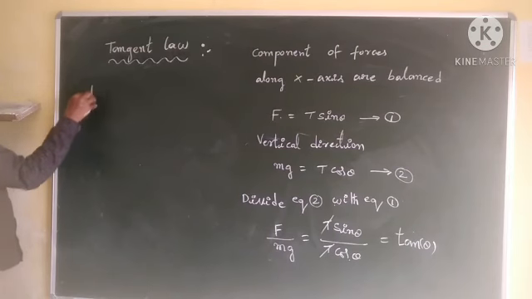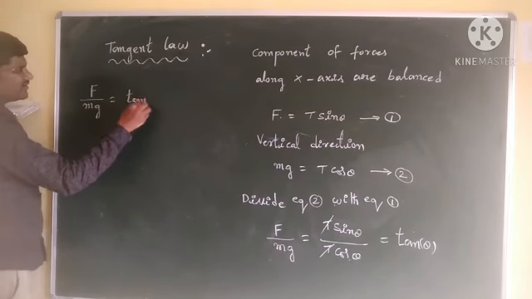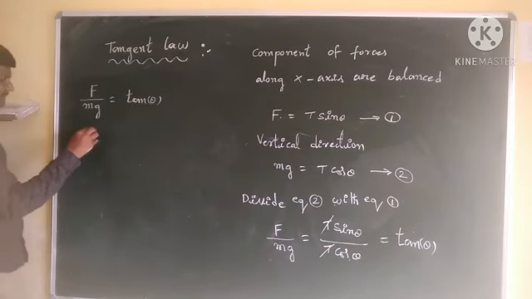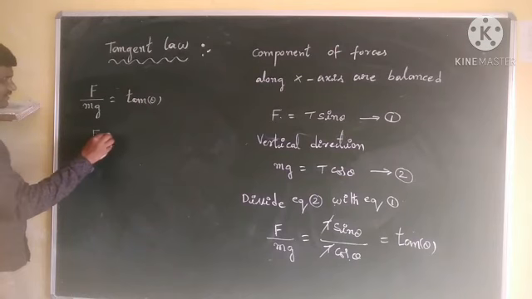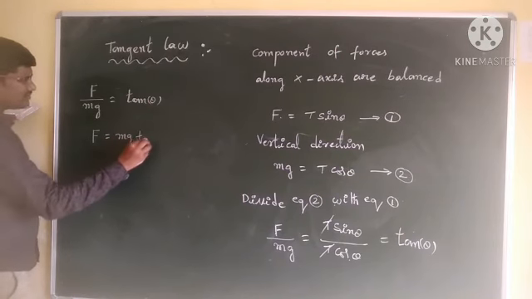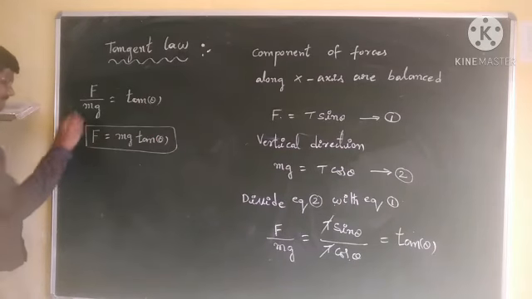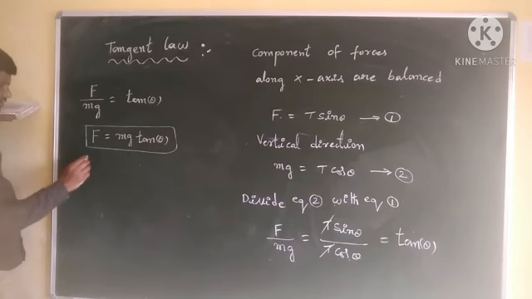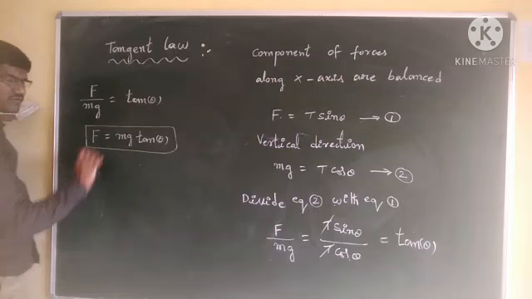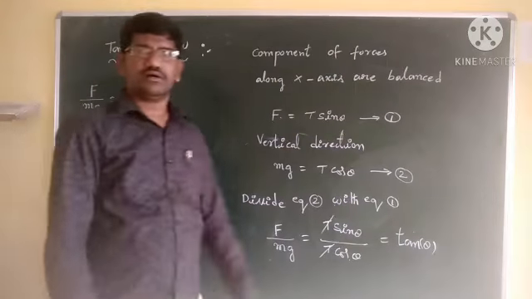So we can write like this, students: F by mg is equal to tan theta. Then F is equal to mg into tan theta. So the applied force is equal to mg into tan theta, you can write it. Okay students.